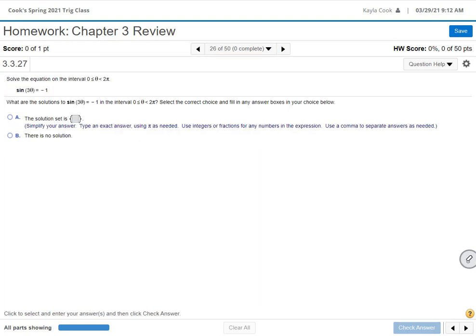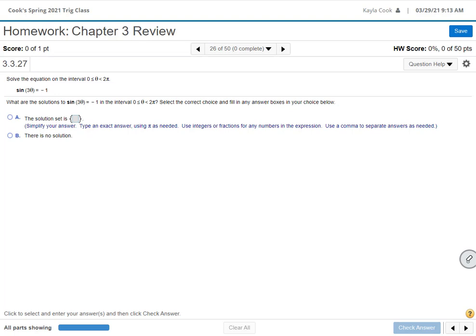All right, here we are again with the next problem, number 26. I want to solve the equation sine of 3 theta equals -1 on the interval theta is between 0 and 2 pi. So here we have an equation where our argument is not just theta. The argument is a little more complicated, so let's go over it.